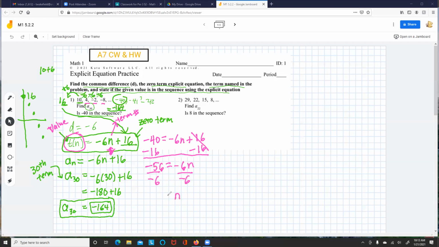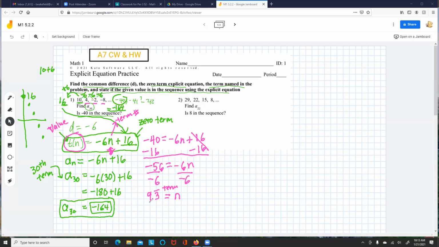Okay, this is where you get your calculators out, right? I get my calculator out. I divide 56 by 6. And you should get, what do you guys get? Should get 9.3, that 9.333333, right? So, good. It's positive because a negative divided by a negative is positive. So this means that this is the 9.3rd term.